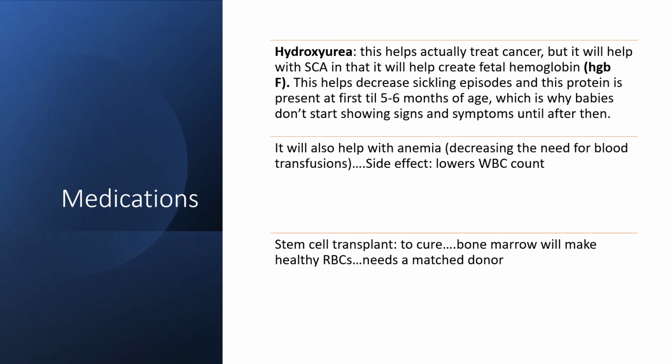We talked about hydroxyurea. This helps treat cancer, but it will also help with sickle cell anemia because it will create fetal hemoglobin. We talked about that. This helped decrease sickling episodes, especially with this protein first present in babies at 5 to 6 months. It will also help with the anemia, decreasing the need for blood transfusion. And we always hear them on the radio calling for blood transfusions, because we're pretty much low on red blood cells. So this is a good choice here.